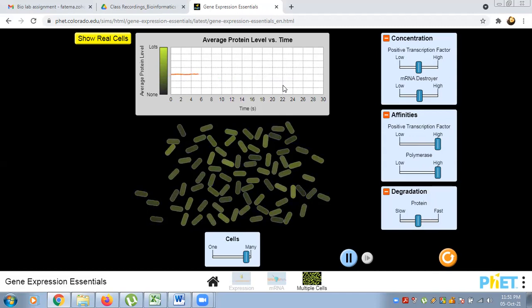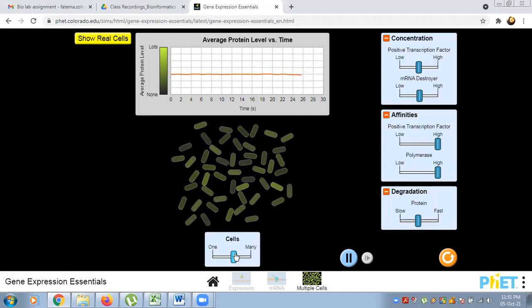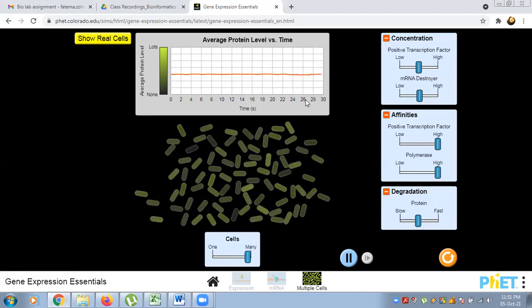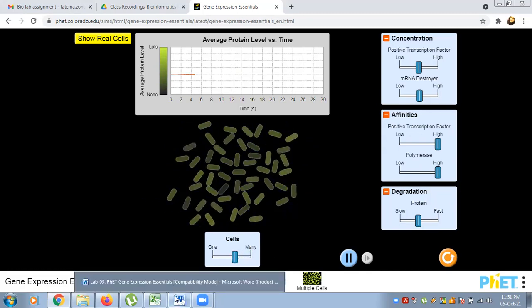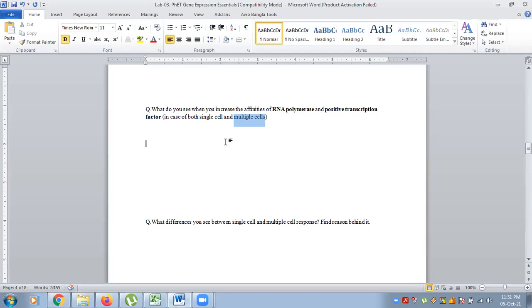It's a bit stable, because when we take the count for multiple cells, we get an average protein level which is more stable. The fluctuations in the protein production are less visible then. So you need to take a screenshot here and add to your manual and discuss what you have observed, okay? Now, what difference do you see between single and multiple cell response?